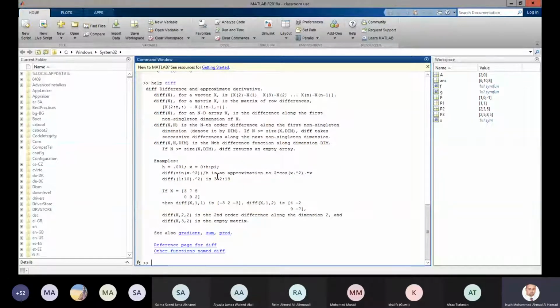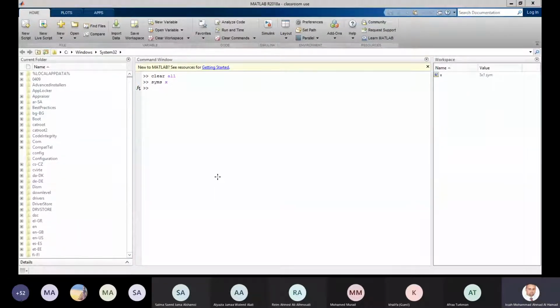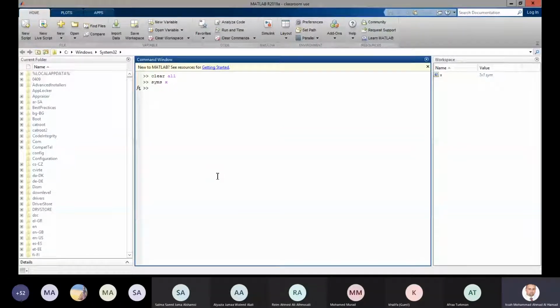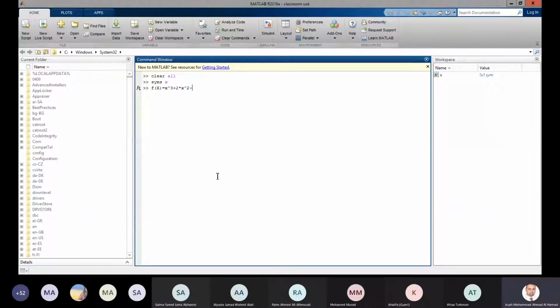Let's make an example of this function. Let's take the function x^3 + 2x^2 - x + 3. So f(x) equals x^3 + 2x^2 - x + 3.